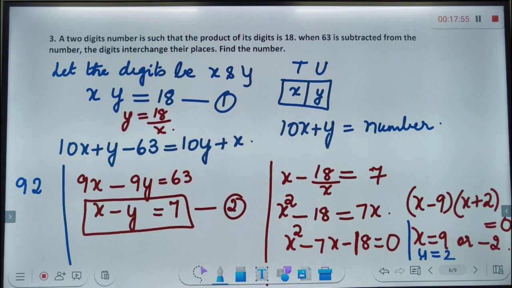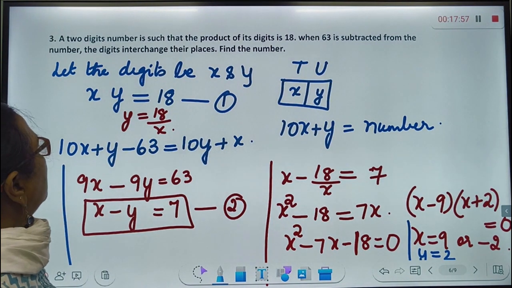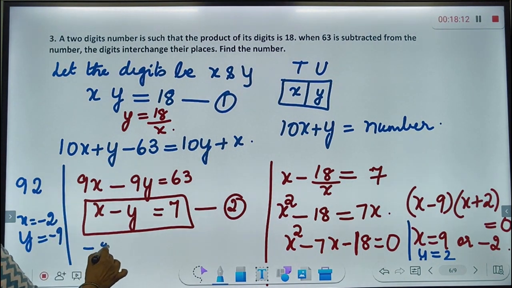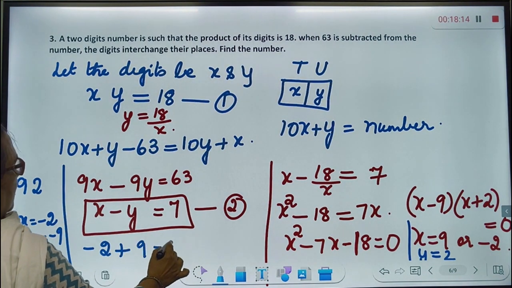When can x be negative? If x is minus 2, what will be y? When x is minus 2, y will be 18 by minus 2, which is minus 9. What is the product? 18. What is the difference? Minus 2 plus 9 equal to 7.